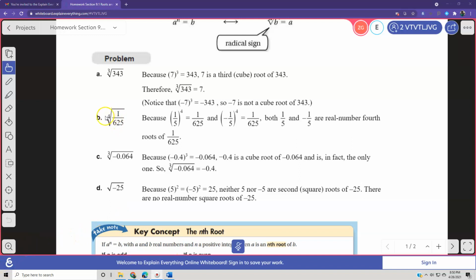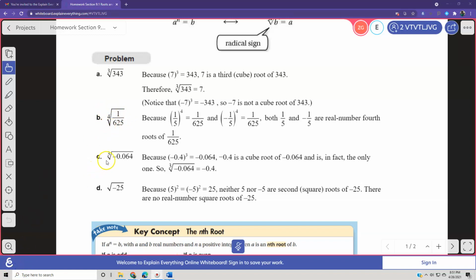Remember that if you have the fourth root of a number, you're going to have two roots. So here's a good example. We have the fourth root of 1 over 625. Because 1 over 5 to the fourth power is equal to 1 over 625, and also negative 1 over 5 raised to the fourth power is 1 over 625. So both 1/5 and negative 1/5 are real number fourth roots of 1 over 625. So remember, if the index is 4, in other words even, then this will have two roots, positive and negative.